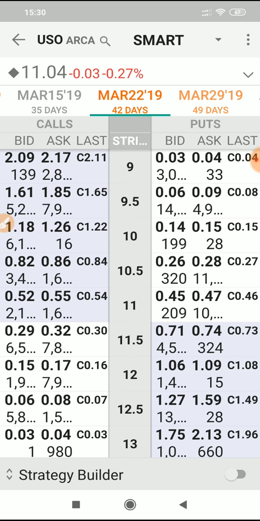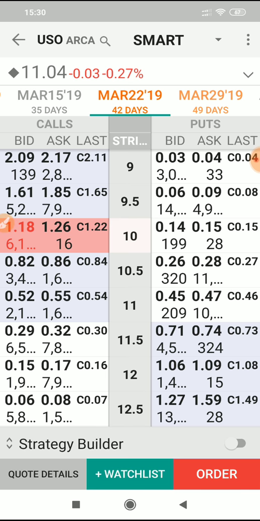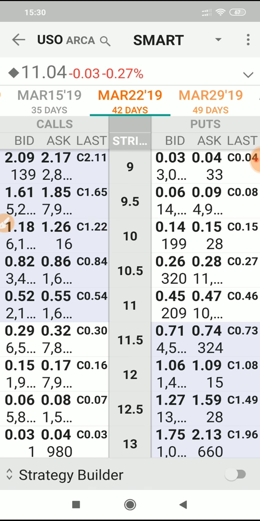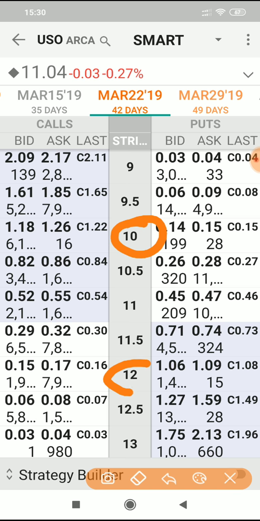And with USO trading at $11.04, I'm just going to try and select this annotation tool. I'm going to choose the 10 strike, but I'm also going to do something at the 12 strike. So I'm going to be selling premium either side of the 11.04 price.